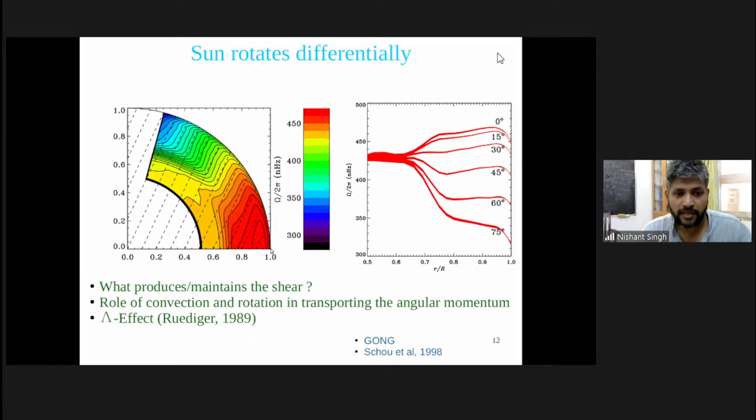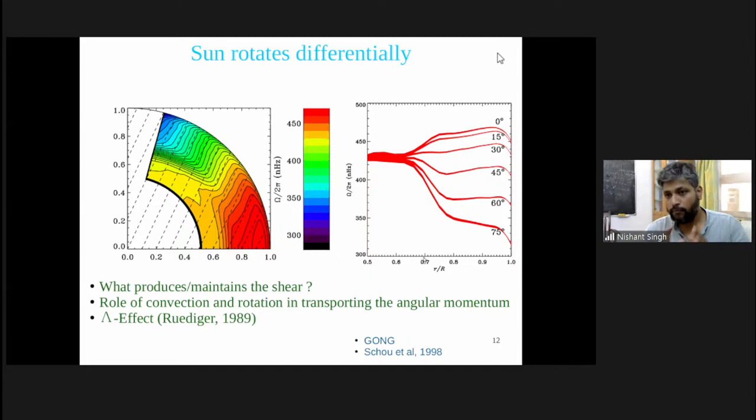This is the solar surface. Best to look at only the solar surface, which is this line here. Here is the solar surface. Forget about the interior. And this is the equator of the sun. This is going towards the pole of the sun. This is the rotation rate. Red means fast rotation. Bluish darker color means slow rotation. So this plot immediately tells us that the sun rotates differentially, with the equator rotating at the fastest rate and the poles being slower. Okay. And it is true only in the outer layers. Outer layer meaning only in the convection zone.